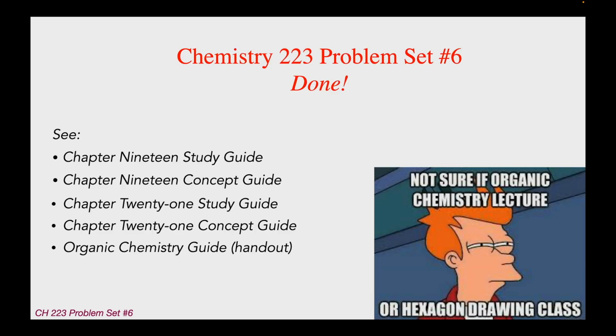Okay, so that's it for problem set number 6. I appreciate you being here, and I hope this has been useful. There are study guides and concept guides for both Chapter 19 and Chapter 21, and I encourage you to check them out. There's also the online chapter guide you can check out for more information and ways to study this material. The organic chemistry guide, I think, will be helpful, so there's lots of ways to assist you with learning this material. And again, don't feel like you have to be an expert in any of this. Just kind of have a general understanding of how this all works out.